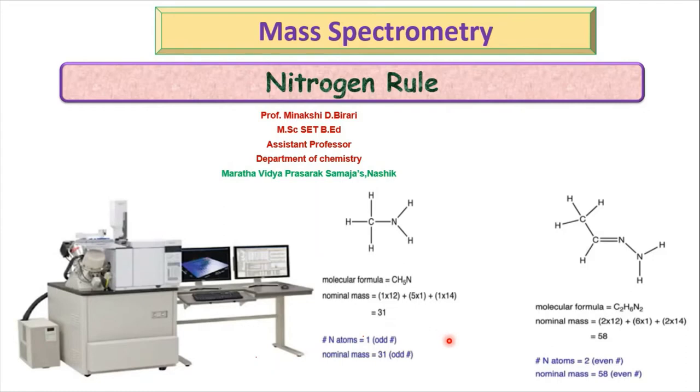In today's lecture, we will learn about the nitrogen rule used in mass spectrometry. It is very useful in structure identification. So let's see in detail about the nitrogen rule with examples.